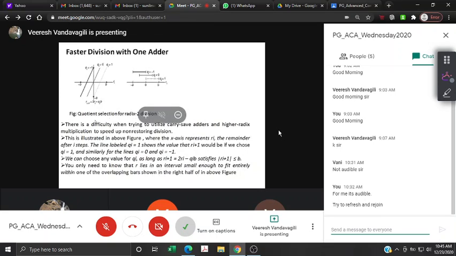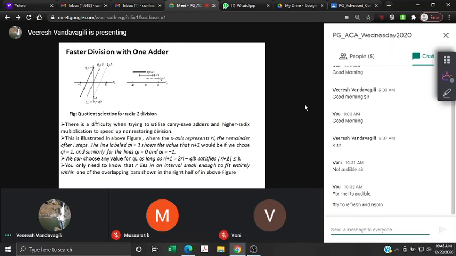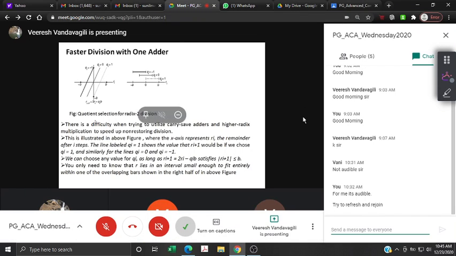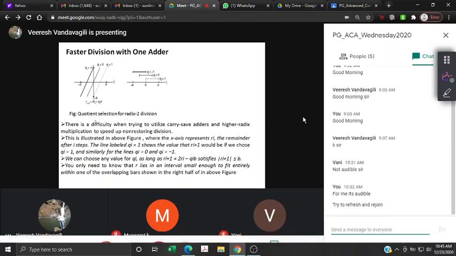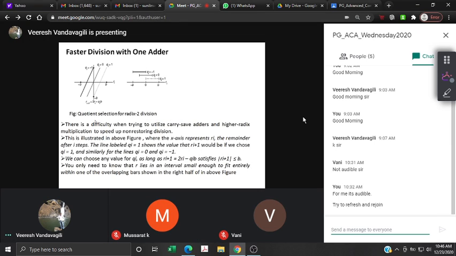So, faster division with one adder. We have discussed the SRT division algorithm. The same thing is employed here also. With the one adder, it may be a CSA, or it may be a CPA, carry propagate adder.